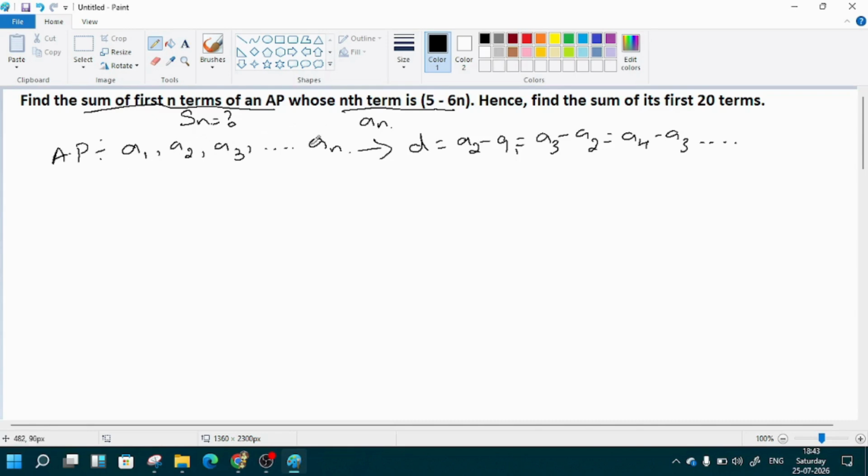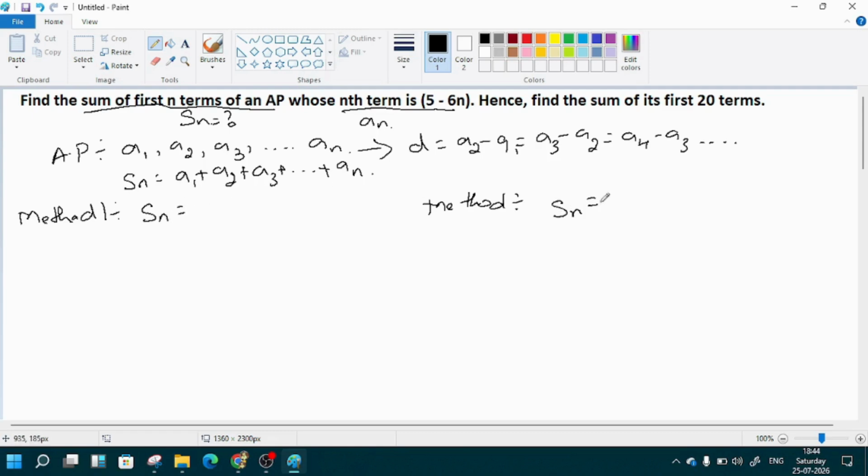Here the An value, the nth term value, is given and we need to find the Sn value, which is nothing but the sum of all the terms. We are going to find this using two different formulas. As I told, there are two methods. In method 1 we are going to use one formula and in method 2 we are going to use another formula. So for Sn we are going to use a different formula in methods 1 and 2.